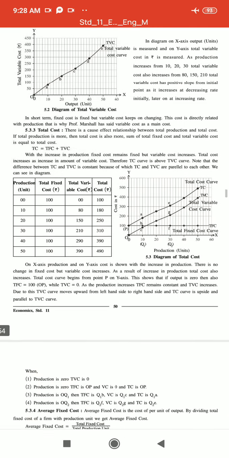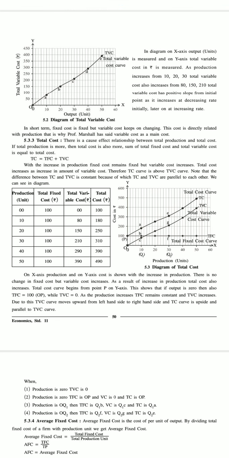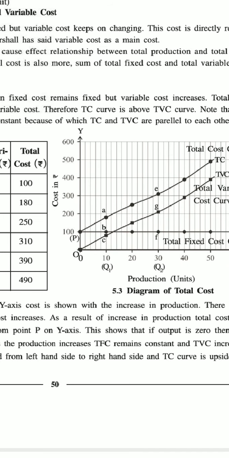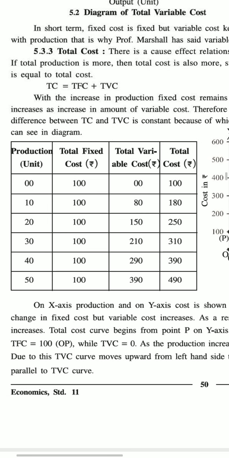If you see the diagrammatic representation of the total cost, we can see over here in the data table the production, the total fixed cost, the total variable cost and the total cost are given, and in this diagrammatic presentation you can see all the different curves, that is the total fixed cost curve, the total variable cost and the total cost.